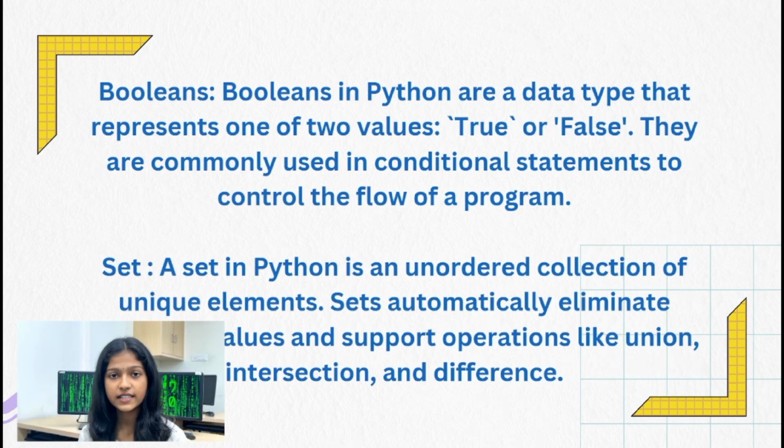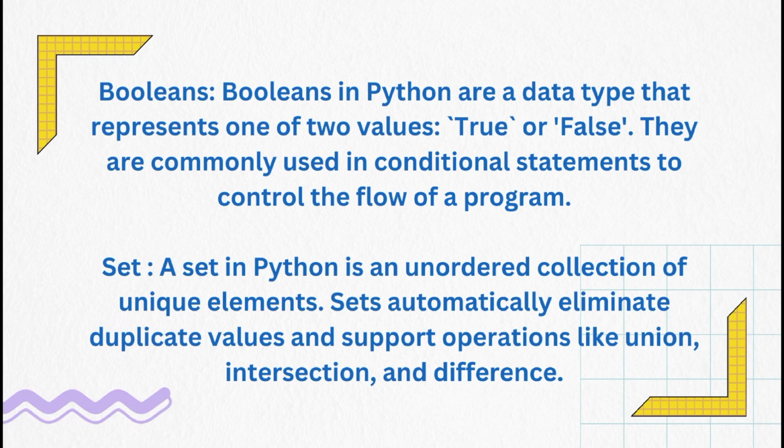Booleans. Booleans in Python are a data type that represents one of two values, true or false. They are commonly used in conditional statements to control the flow of a program. What is a set? A set in Python is an unordered collection of unique elements. Sets automatically eliminate duplicate values and support operations like union, intersection, and difference.